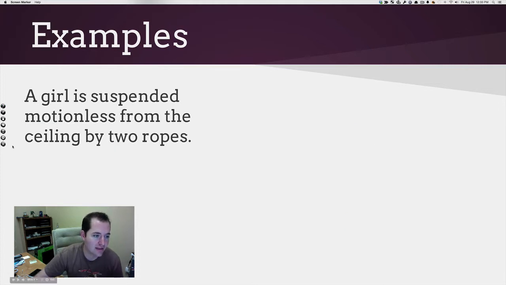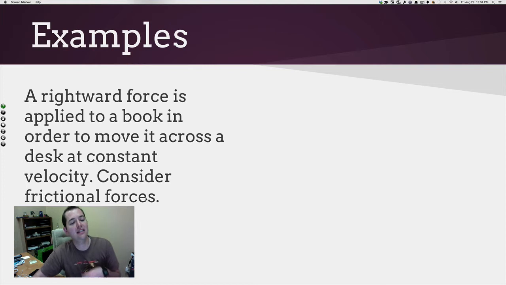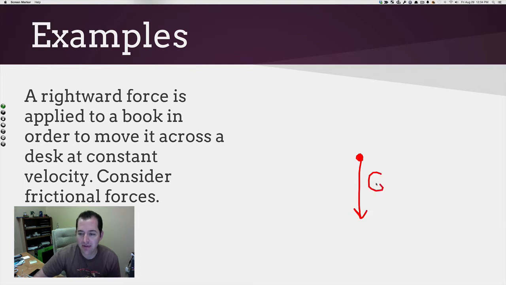Let's look at one more example. So we've got a rightward force applied to a book in order to move it across a desk at constant velocity. And we're supposed to include frictional forces. So this one's a little bit different. Let's start the same though. We're going to have our book represented as a dot, and we're on Earth. All those things are the same, so we can have gravity. So let's do our downward gravitational force, and again we'll do capital G for gravity. It's on the book, and it's by the earth.